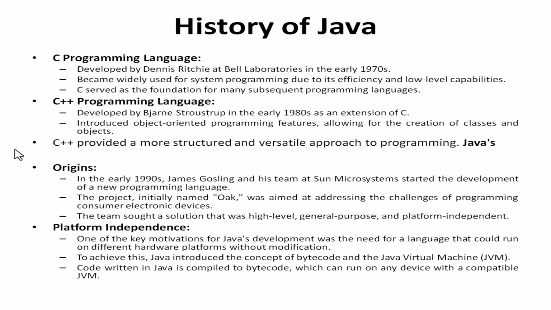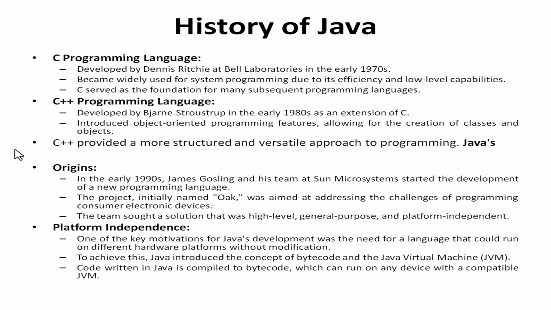Platform independence. The main aim of platform independence is that you can compile and deploy the program on any particular platform, irrespective of operating system and irrespective of machine. So it can execute the program by using a class.